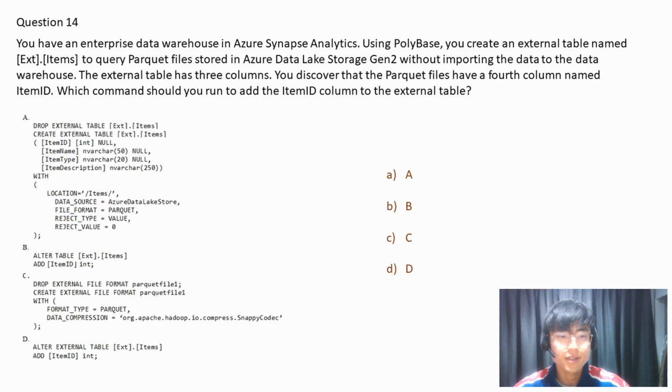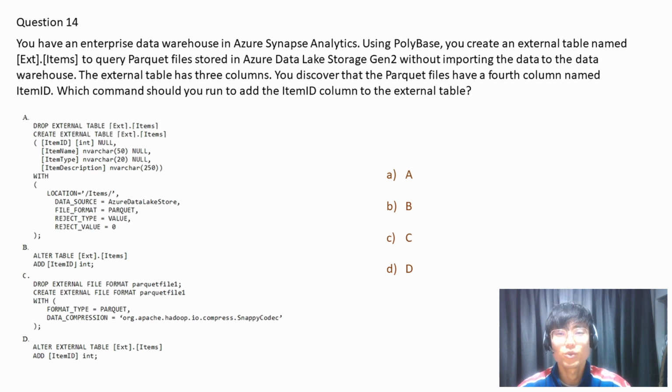Question 14. You have an enterprise data warehouse in Azure Synapse Analytics. Using Polybase, you create an external table named ext items to query Parquet files stored in Azure Data Lake Storage Gen 2 without importing the data to the data warehouse. The external table has 3 columns. You discover that the Parquet files have a 4th column named item ID. Which command should you run to add the item ID column to the external table?